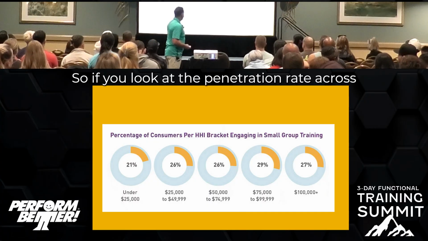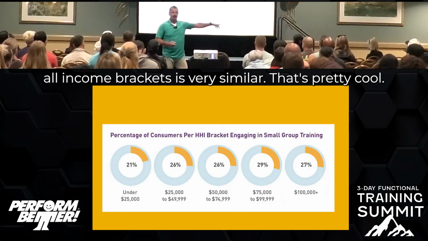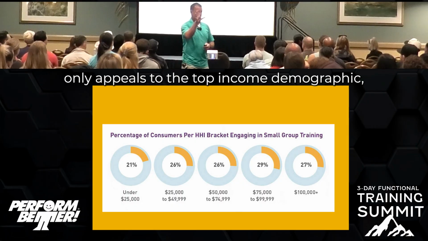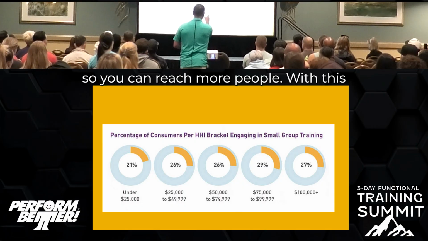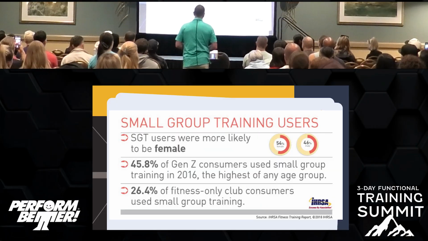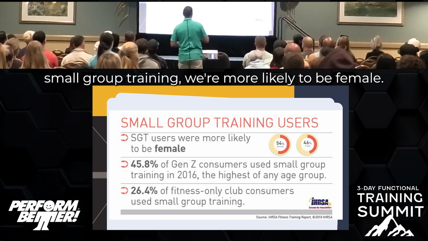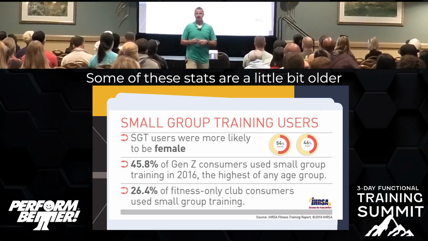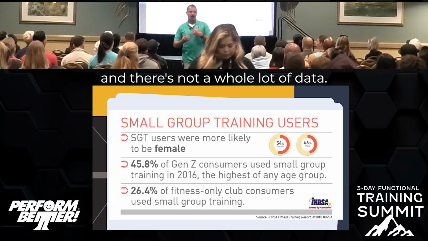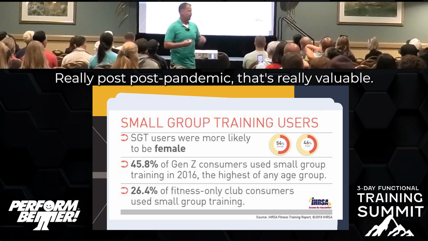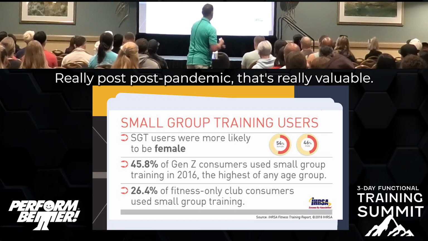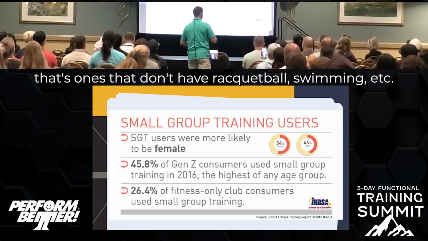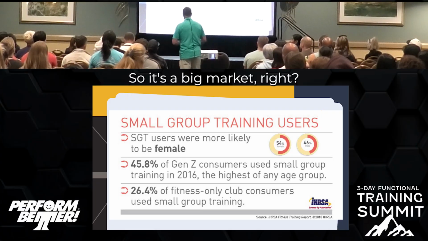So if you look at the penetration rate across all income brackets, it's very similar. That's pretty cool. One-on-one training only appeals to the top income demographic, so you can reach more people with this, right? Small group training, we're more likely to be female. 45.8% of Gen Z use small group training. Some of these stats are a little bit older. There's not a whole lot of data post-pandemic that's really valuable, but 26% of fitness-only clubs, that's ones that don't have racquetball, swimming, etc., use small group training. So it's a big market, right?